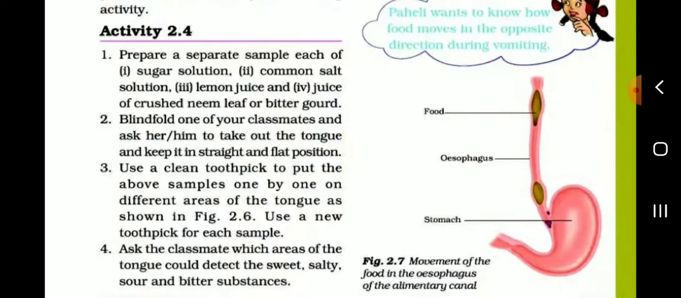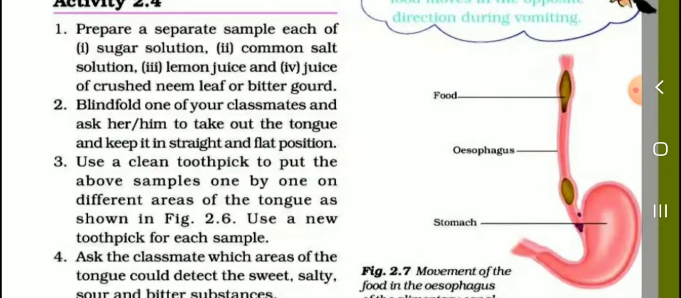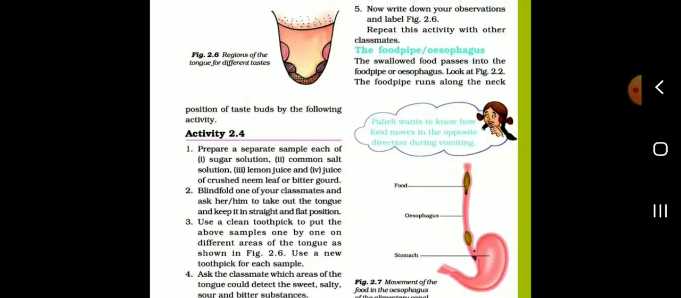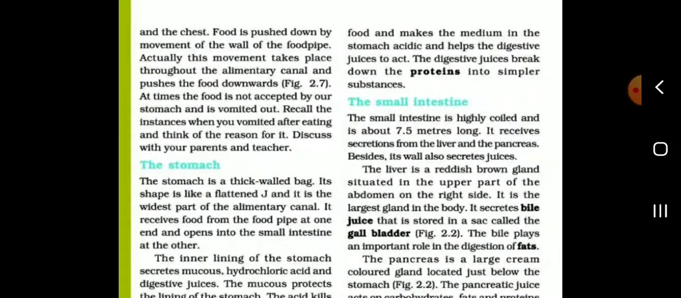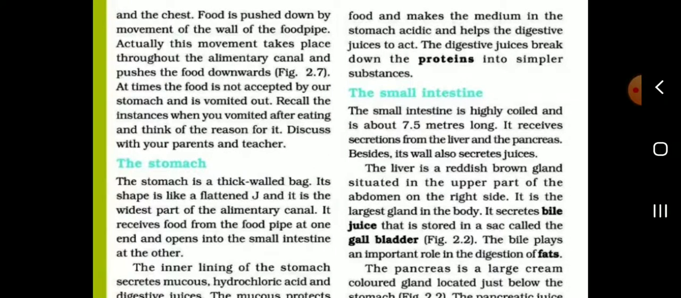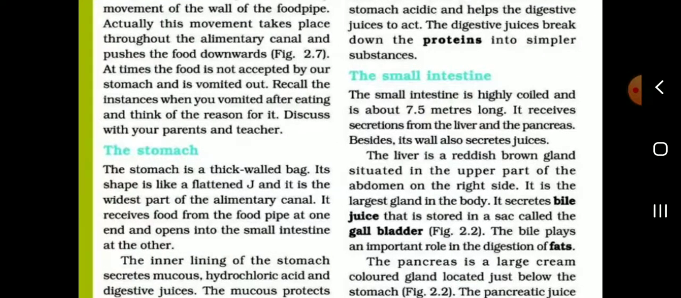Listen, students. The movement of the food in the esophagus of the alimentary canal. This is the food pipe, the esophagus. This one is the stomach. See the picture, students. The food is pushed down by movement of the wall of the food pipe. This movement takes place throughout the alimentary canal and pushes the food downwards. At times, the food is not accepted by our stomach and is vomited out.